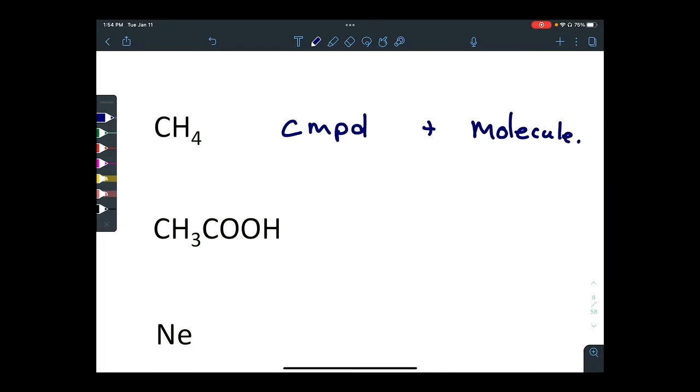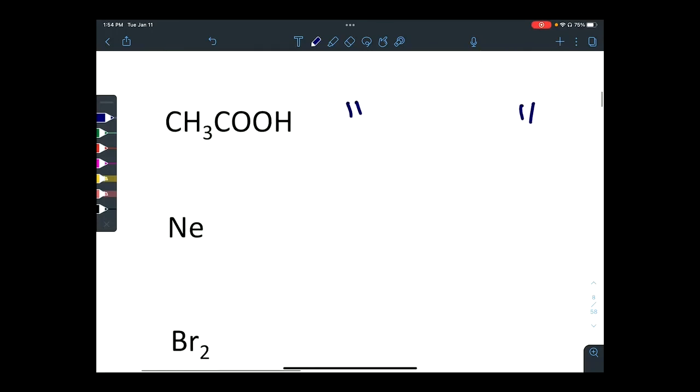So this next substance, CH3COOH, is acetic acid. This is what makes vinegar smell bad. So acetic acid, what do we think it is? Element or compound? Compound. Molecule or atom? Molecule, very good. So it's the same thing. Okay, now a little bit trickier.